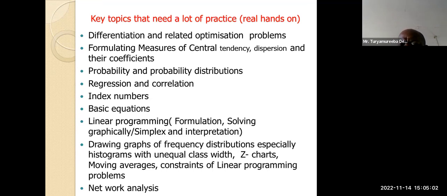Drawing graphs of frequency distributions, especially histograms with unequal class intervals, where you are required to get the frequency density. You cannot attempt a question without first knowing, and it is by practice that you will learn, whether it is a frequency distribution with an inclusive kind of grouping or an exclusive kind of grouping. Do I need to subtract 0.5 or add it, or I don't need it? Are the class intervals uniform or not uniform?